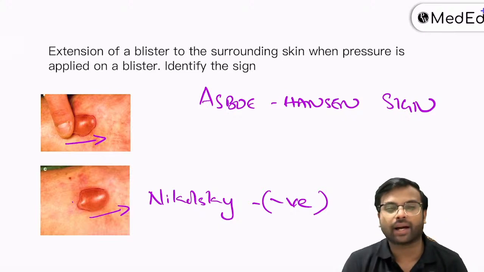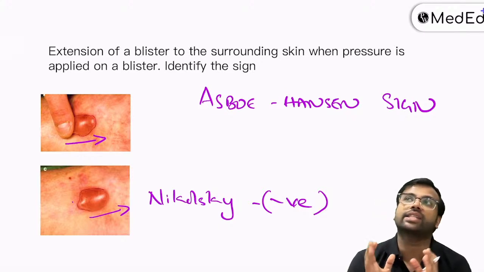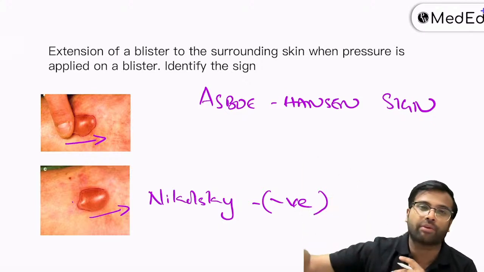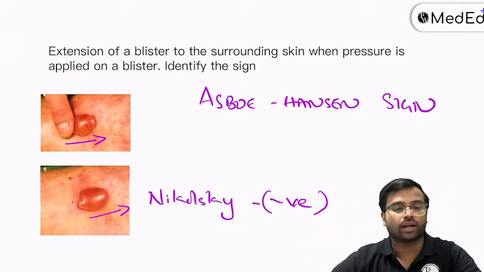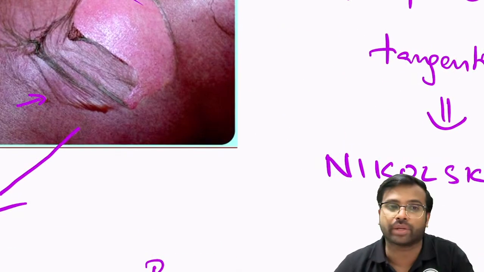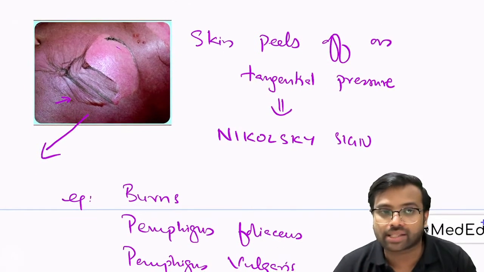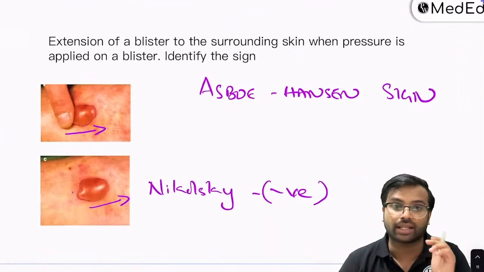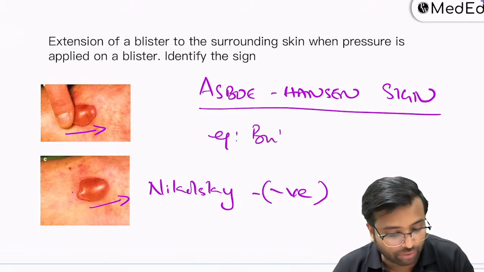And when can you find a positive Asboe-Hansen sign? Can you see an Asboe-Hansen sign in a disease where the bulla can break very easily, like burns, like pemphigus vulgaris, pemphigus foliaceus? In all those cases, what was happening? The bulla was breaking so easily. So even if you apply a pressure from here, the bulla is already ruptured. You will not be able to demonstrate the Asboe-Hansen sign. Now instead, when I come to this image, if there is a tense bulla, for example, in diseases like bullous pemphigoid.